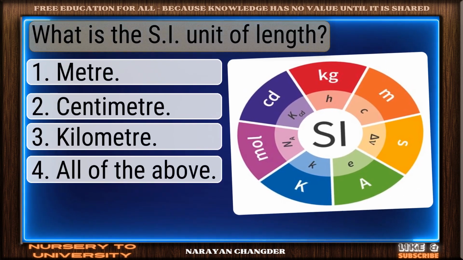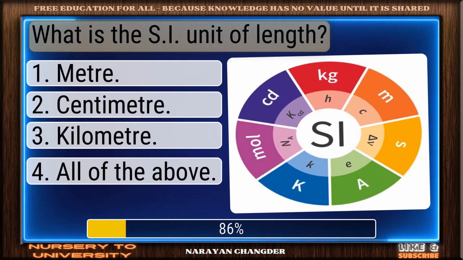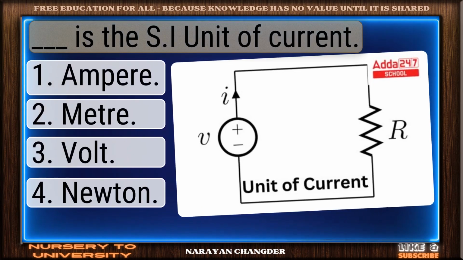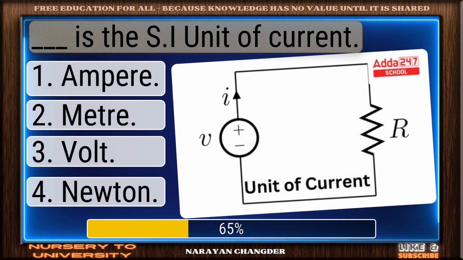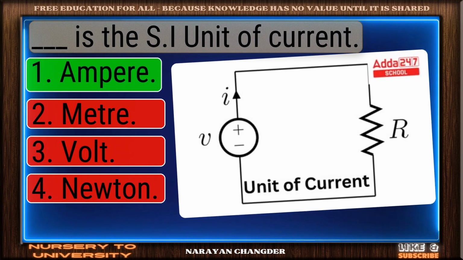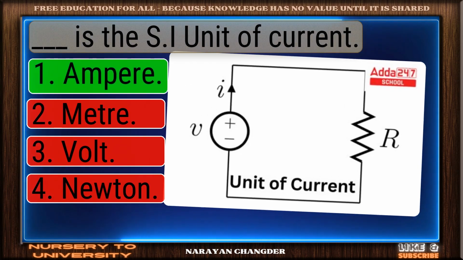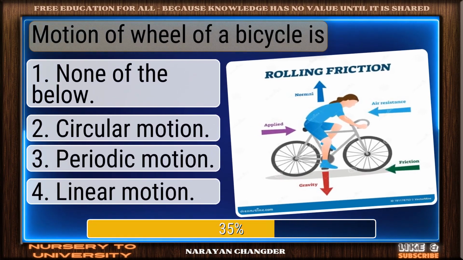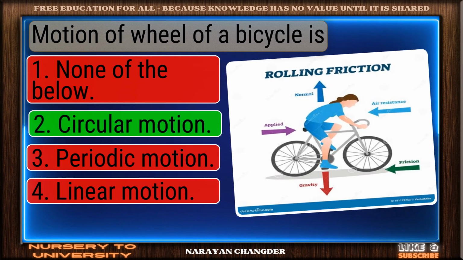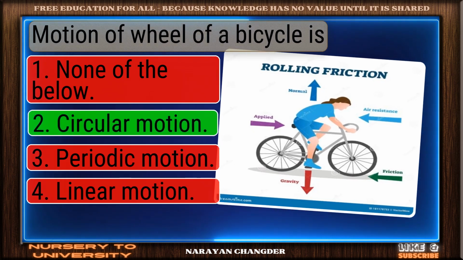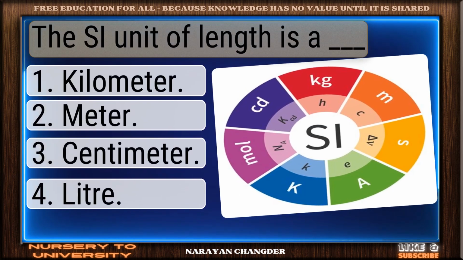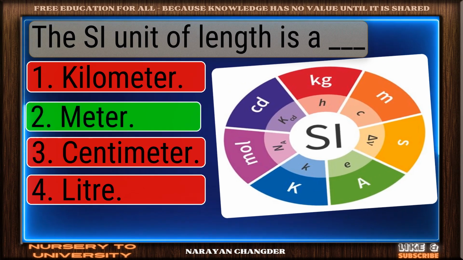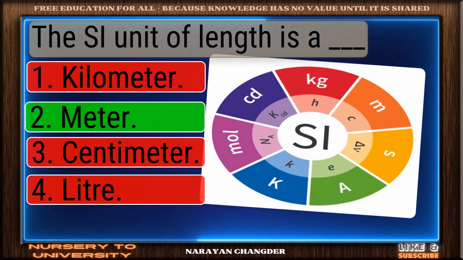What is the SI unit of length? Right again. Meter is a valid answer. Dash is the SI unit of current. Exactly. Ampere makes sense and it is the right choice. Motion of wheel of a bicycle is. Great job. Circular motion is the accurate answer. The SI unit of length is a dash. On track. Meter is the correct answer.